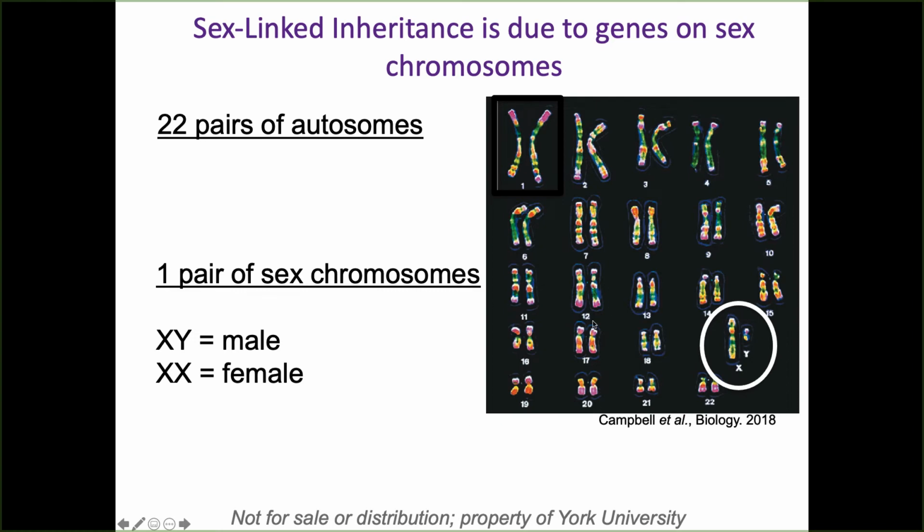So just as a refresher, humans have 23 pairs of chromosomes. 22 of those pairs of chromosomes, which we see here, are known as autosomes, and they're simply not sex chromosomes. Humans also have 2 sex chromosomes. The sex of humans is determined by whether the individual has 2 X chromosomes, in which case they're female, or an X and a Y chromosome, in which case they're male. All mammals have 2 sex chromosomes, the X and the Y.